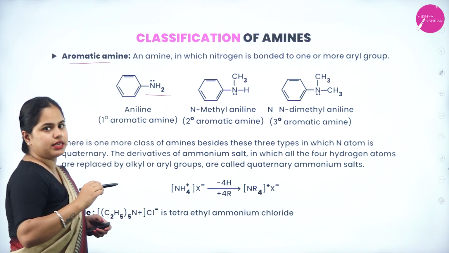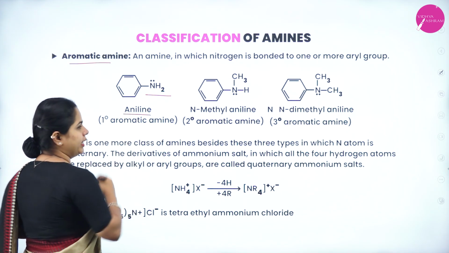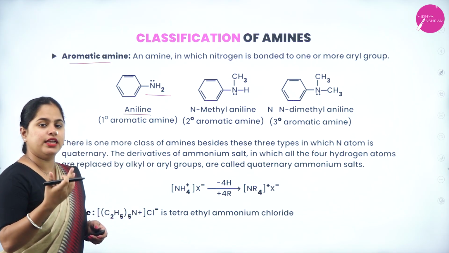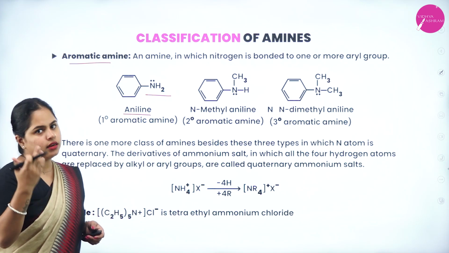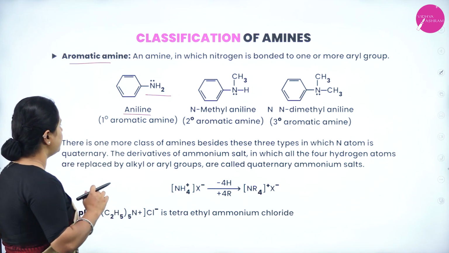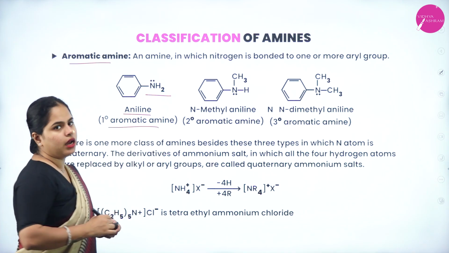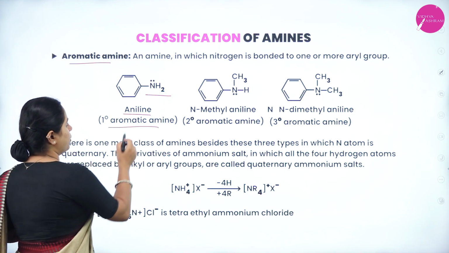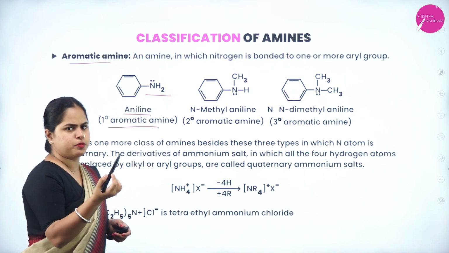What is it? It's a benzyl group. So this is called aniline. On benzene, you have an NH2 that is called aniline in IUPAC as well as the common system, which we will discuss later. So this is called a primary aromatic amine. Why is it a primary aromatic amine? Only one aryl group is present.